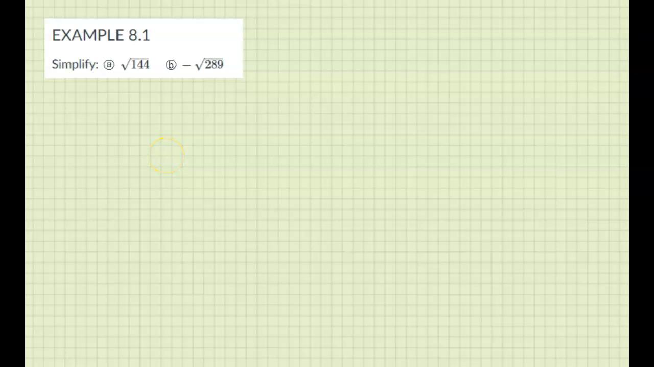Right, welcome. So in this example, we're going to simplify some radical expressions. These are both square root expressions. So part A says simplify square root of 144.